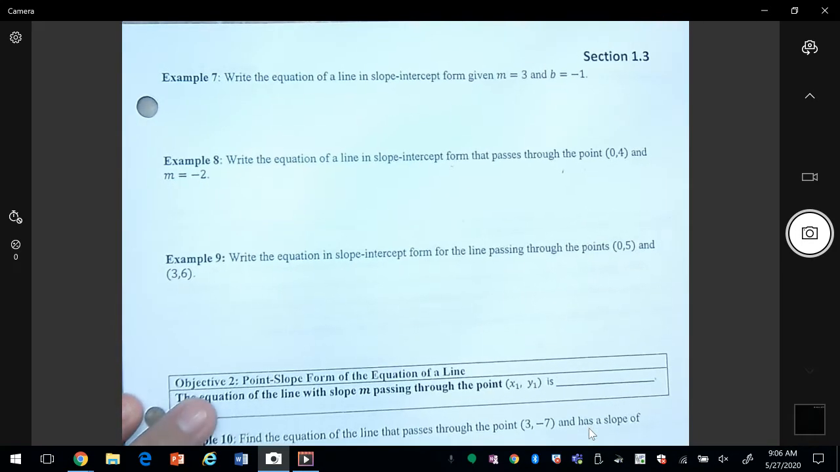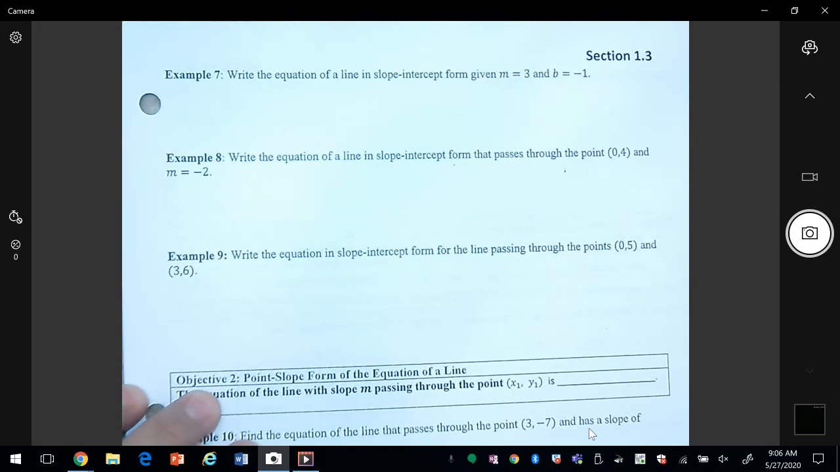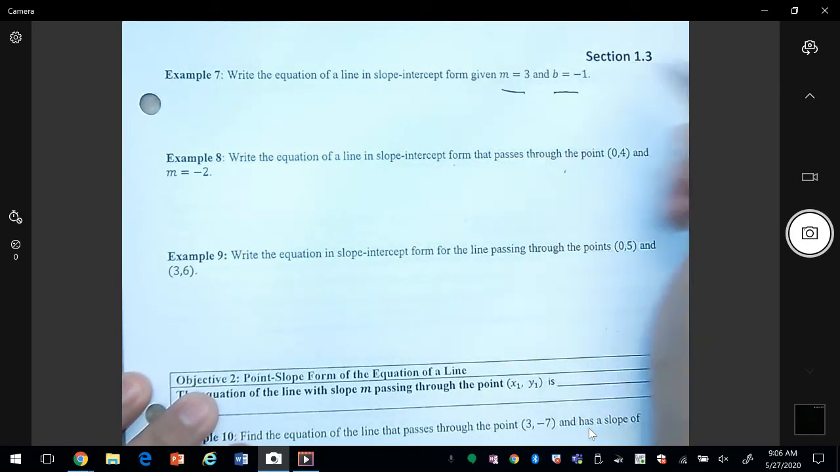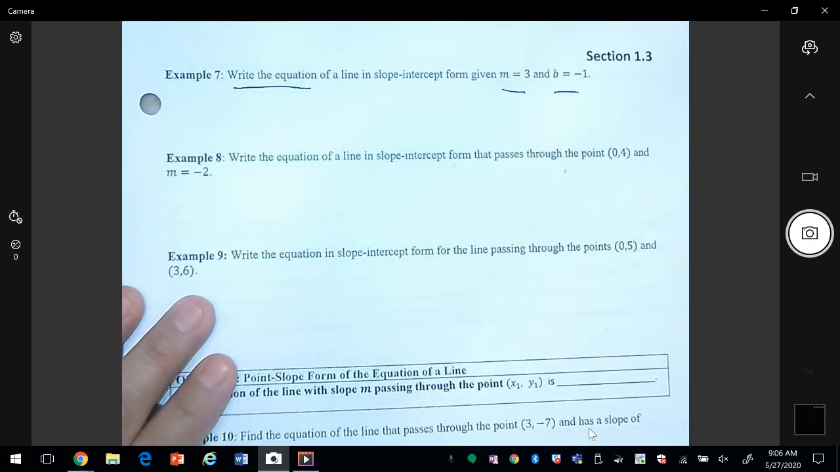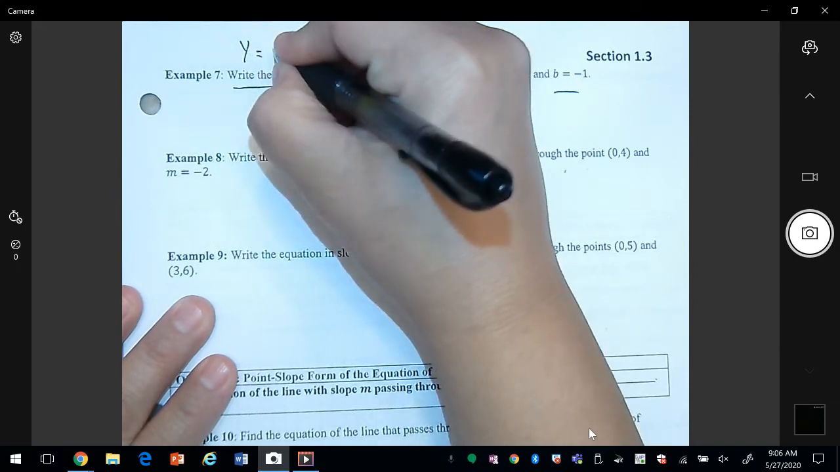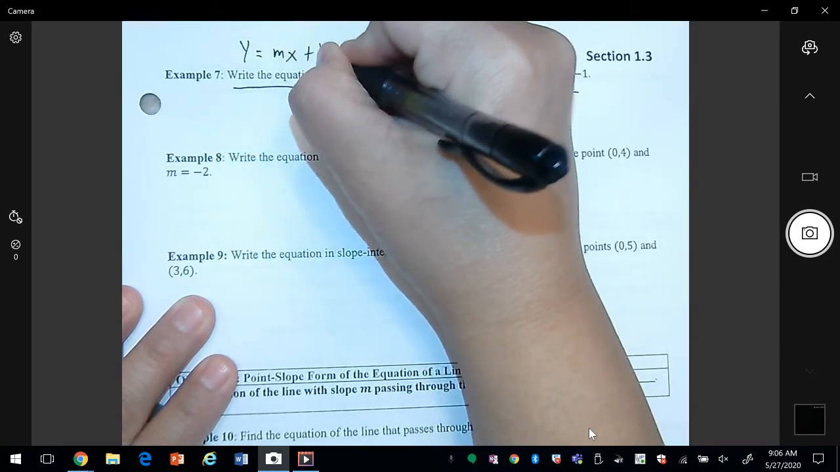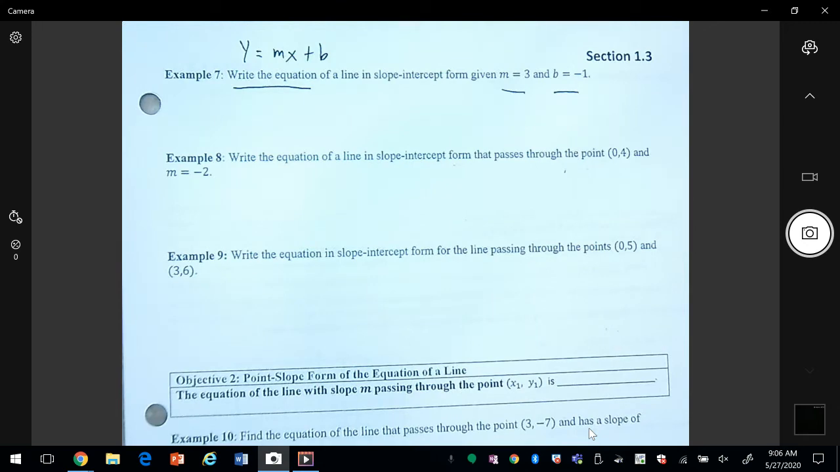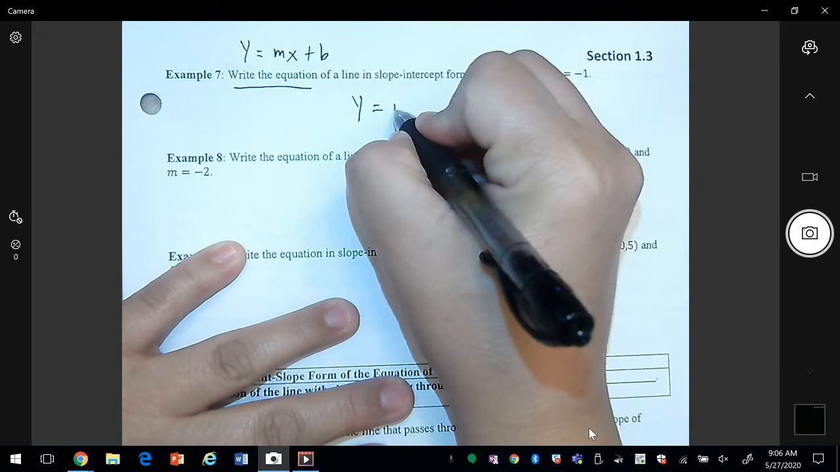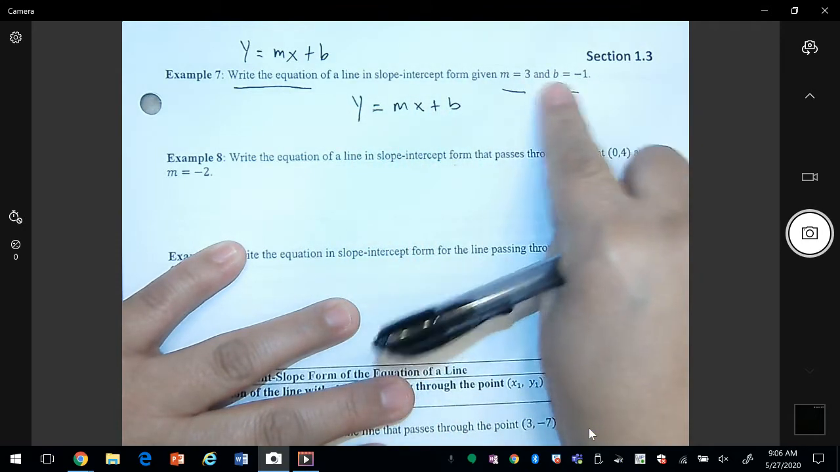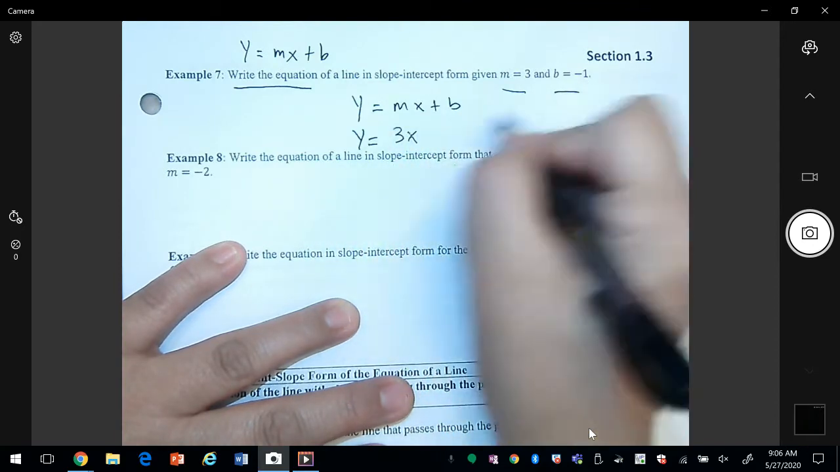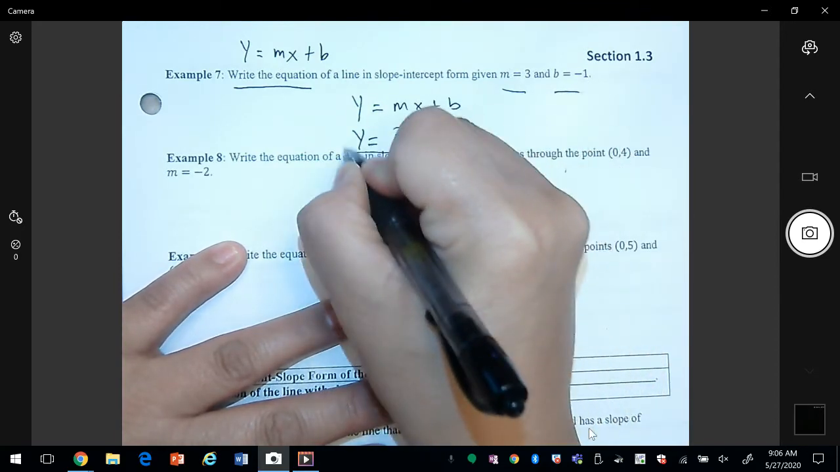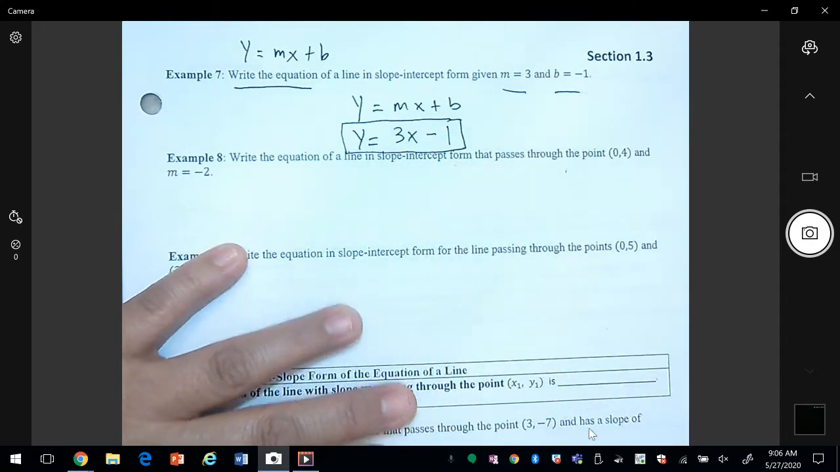It says write the equation of a line in slope-intercept form, and then they give us the slope and the y-intercept. So your keywords here are "write the equation." Anytime you hear that, you want to think about the slope-intercept form, and the idea that if we were to be given the slope and the y-intercept, then we simply replace m and b with the given values. So in this example, m is 3 and b is -1. And so this would be the equation of the line.